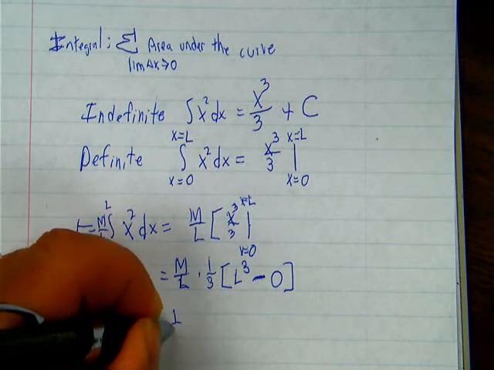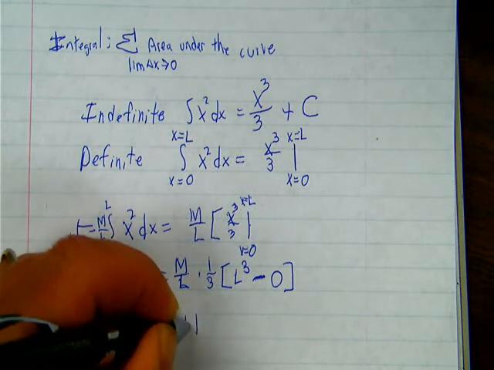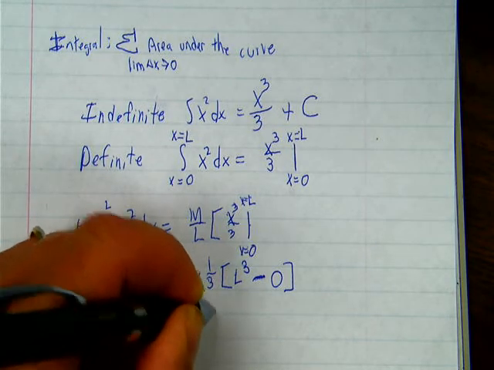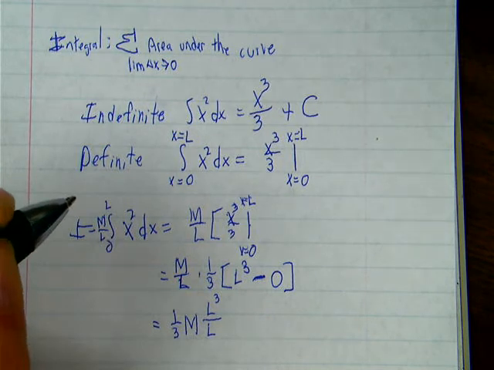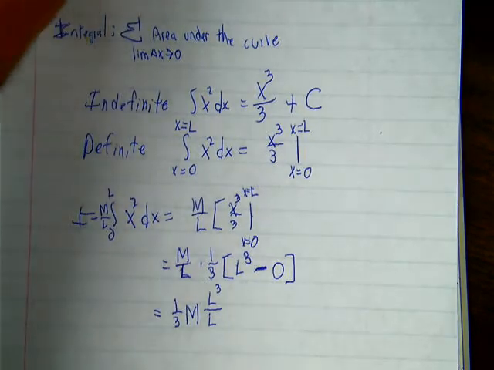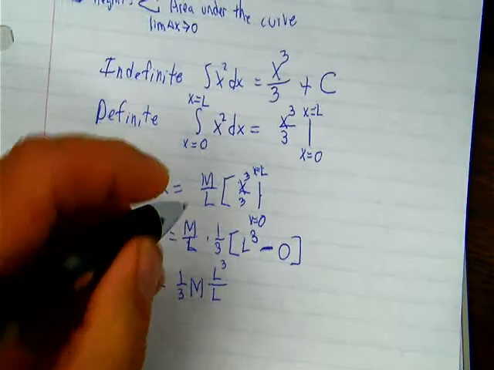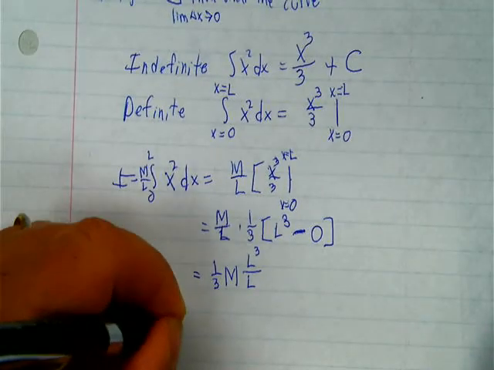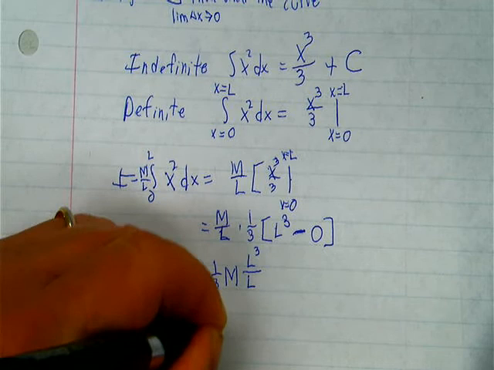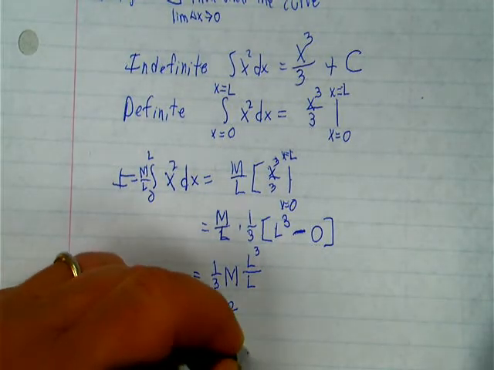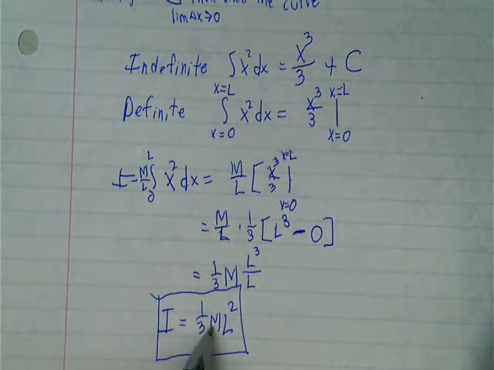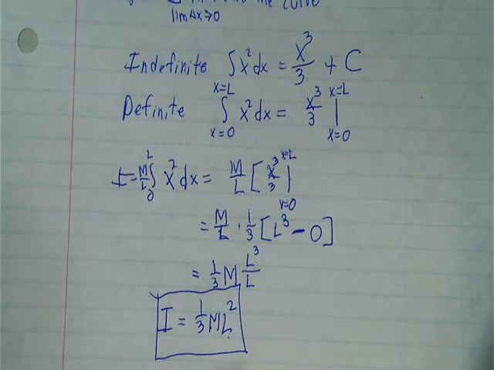So let me rewrite that. 1/3 times m times L cubed divided by L. One of these L's cancels. And so the answer in this particular problem is 1/3 mL squared, the moment of inertia for a long, thin rod of mass m and length L through an axis of rotation located at the end point of the rod.